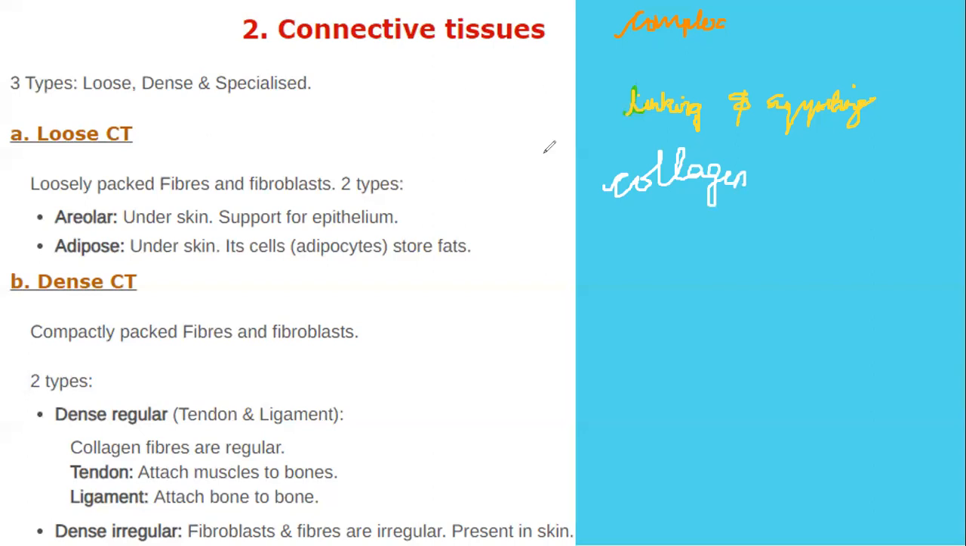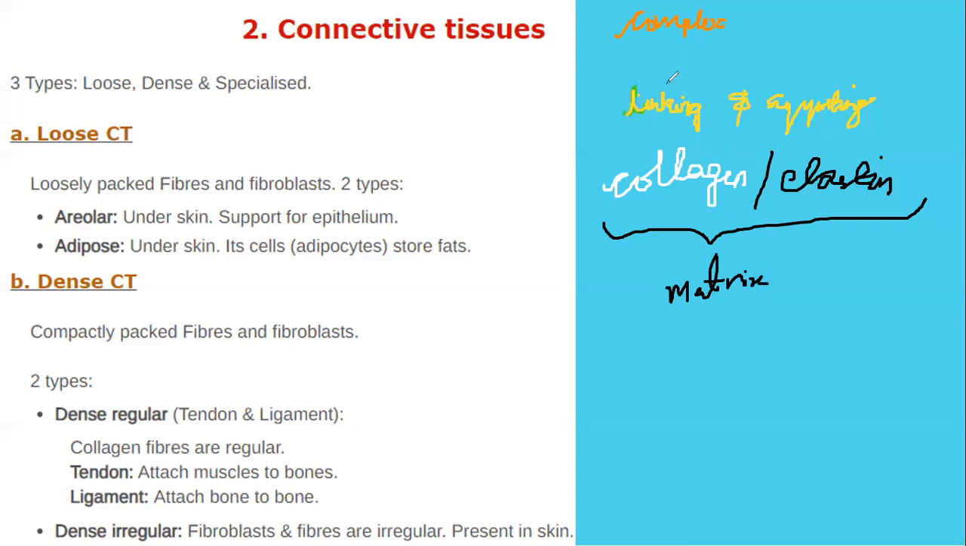Collagen fibers or elastin fibers. These two fibers provide strength, elasticity, and flexibility to the tissues. And they also secrete modified polysaccharides which accumulate between cells and fibers and act as matrix.